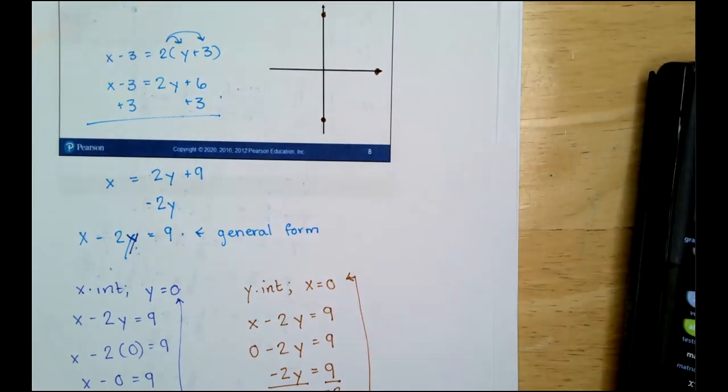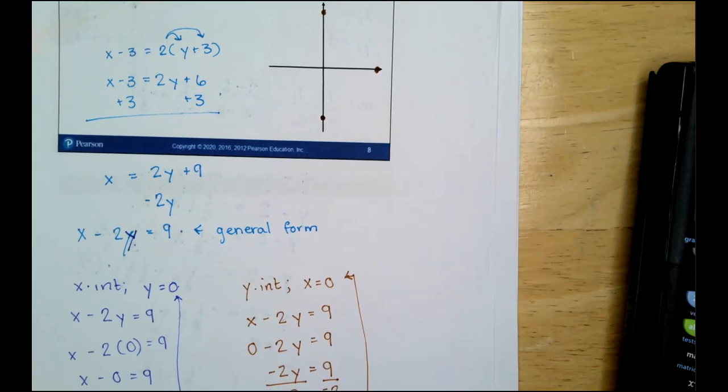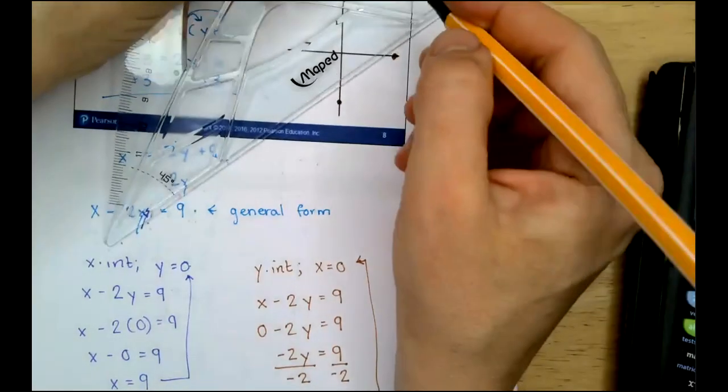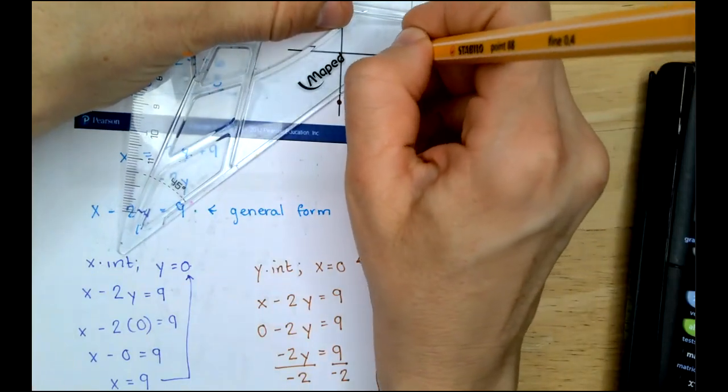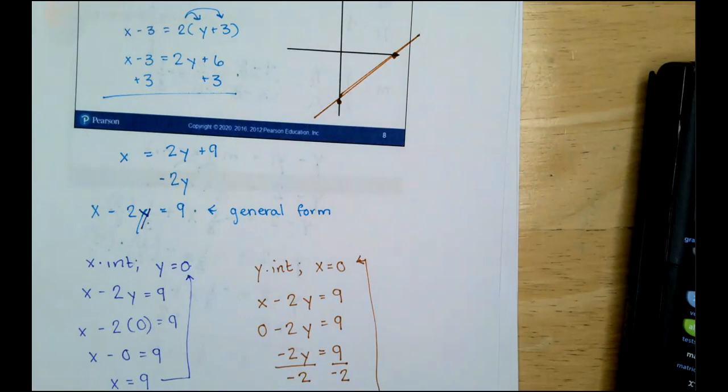Maybe right there. So that's how I would graph that. You're also welcome to put it into Desmos to find the x-intercept and the y-intercept. Let's do that. Let's see what happens.